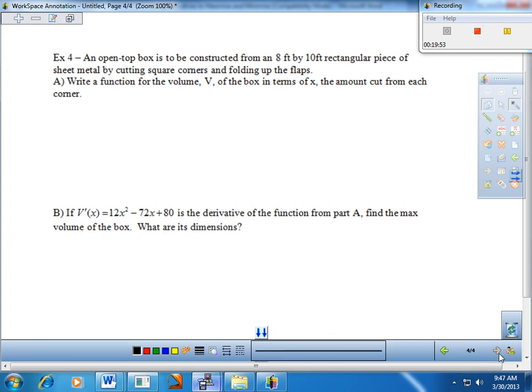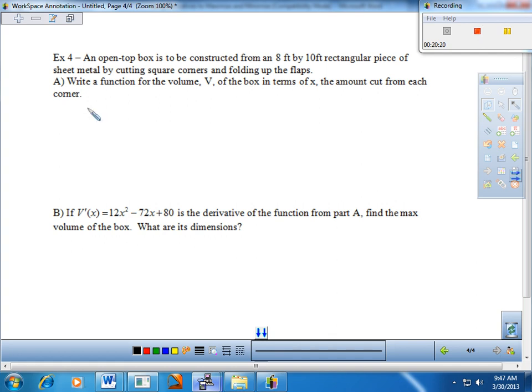So example 4. An open-top box is to be constructed from an 8-foot by 10-foot rectangular piece of sheet metal by cutting square corners and folding up the flaps. Write a function for the volume, V, of the box in terms of x, and x would represent the amount cut from each corner. So I can pretty much guarantee you have seen this scenario before, probably in a couple different contexts. We're going to talk about it in terms of maximizing momentarily, and then we'll go for it.